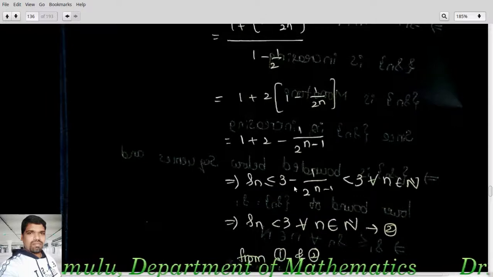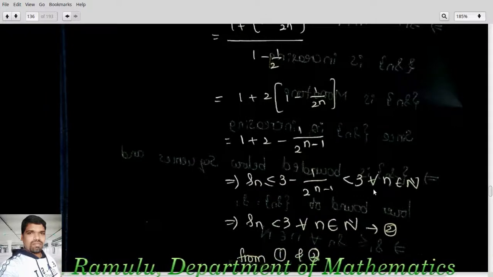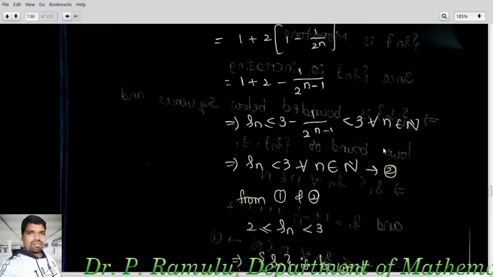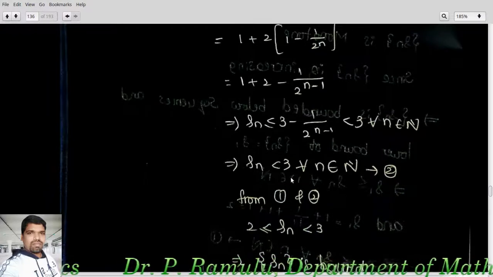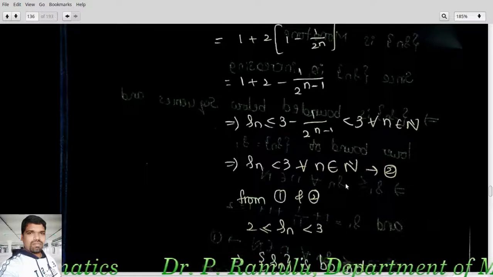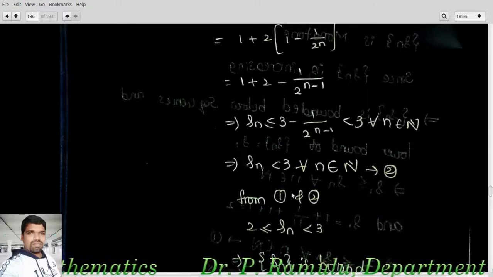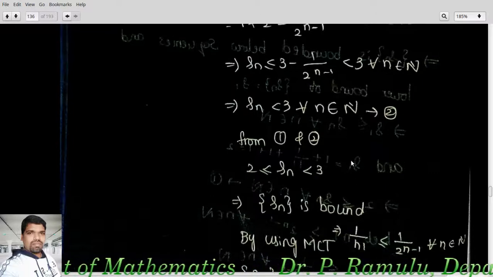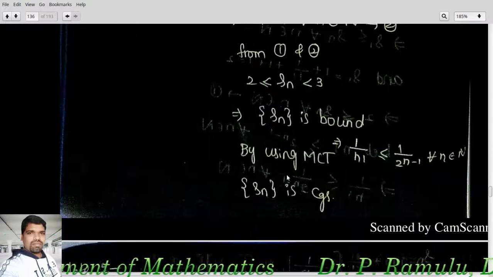This is less than 3 minus 1 by 2, that is, less than 3 for all n. Why? Because if I subtract n terms from 3, it will be less than 3, which implies Sn is less than 3 for all n belongs to N; this is 2. From 1 and 2, what happened? Already from 1 you know that 2 is less than or equal to Sn, which is less than 3 for all n belongs to N. Sn is bounded.